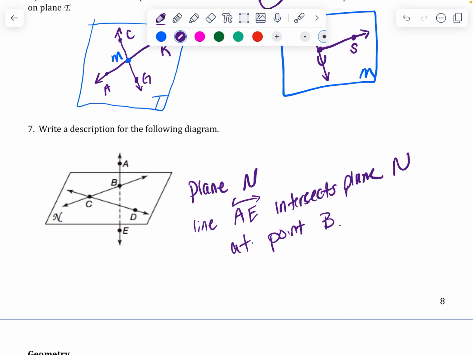Okay, that'll be it for that section. Again, lots of just vocab and drawings, and you just have to get used to that.